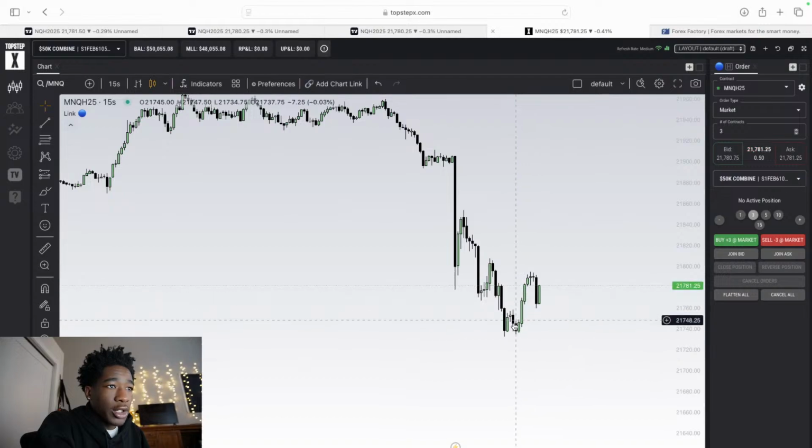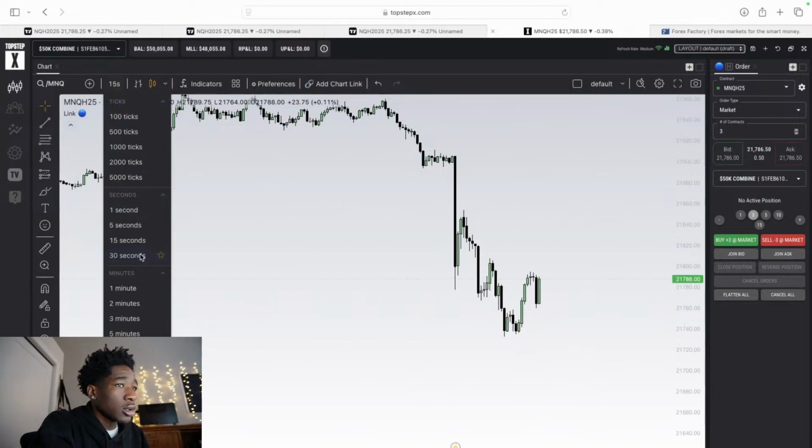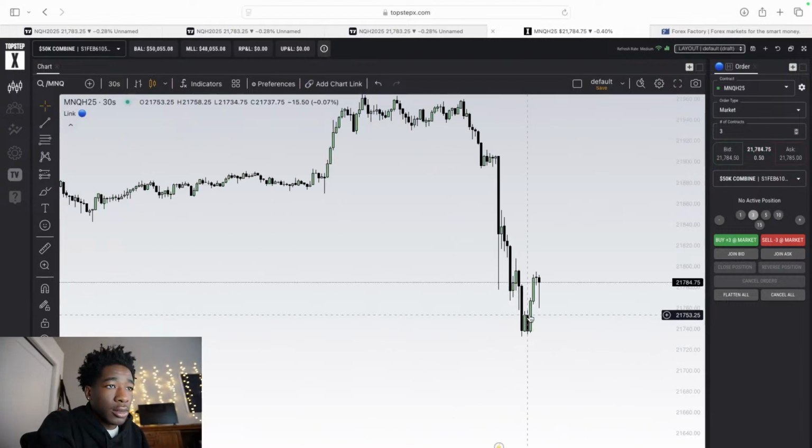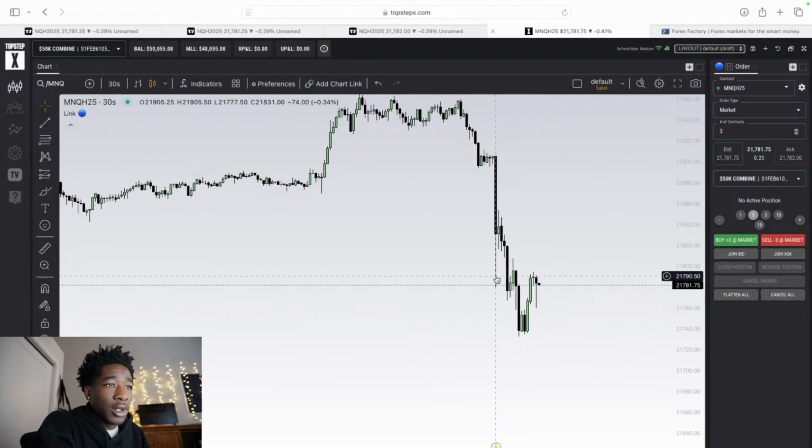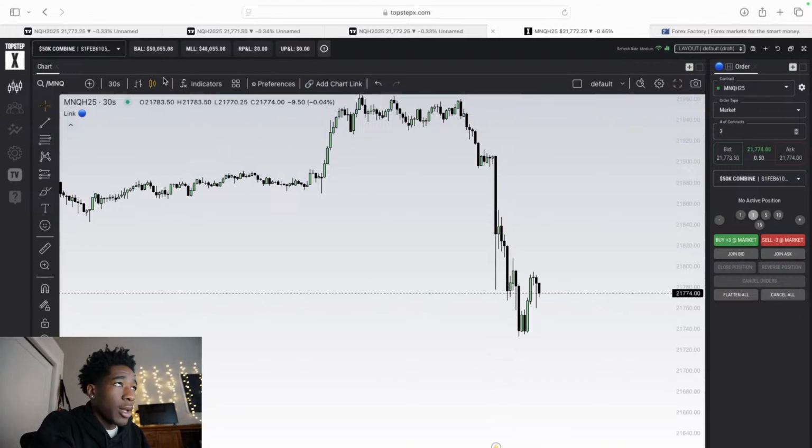You kind of broke structure to the upside, but I think the objective is still lower. We're gonna see. I was on the 15-second though, so that wasn't really nothing. A re-entry here may have not been bad.